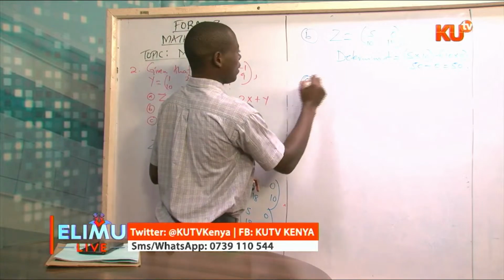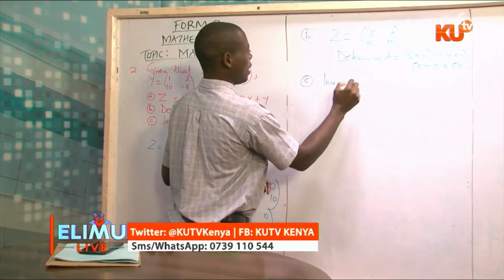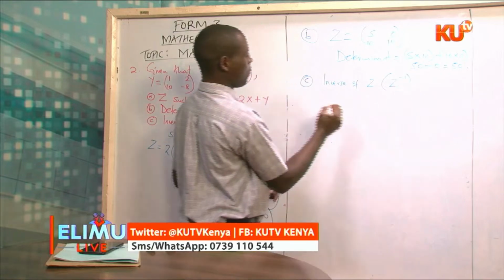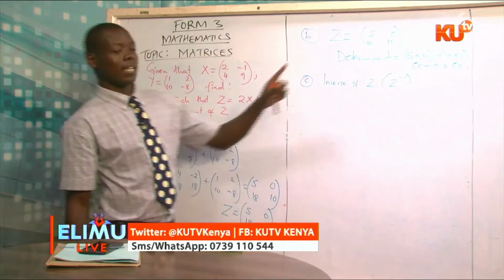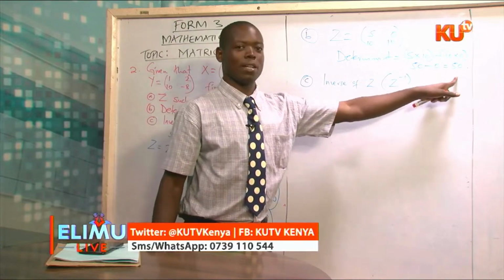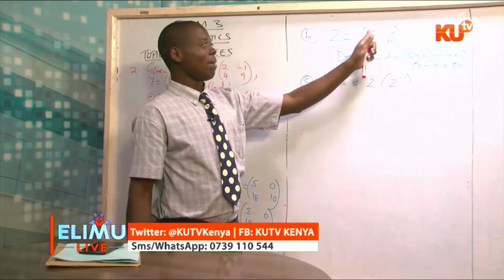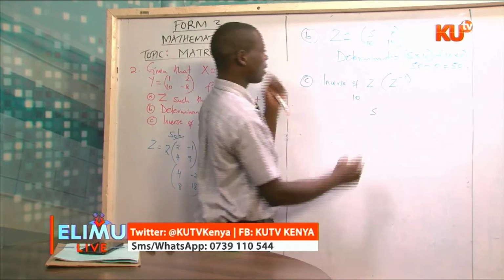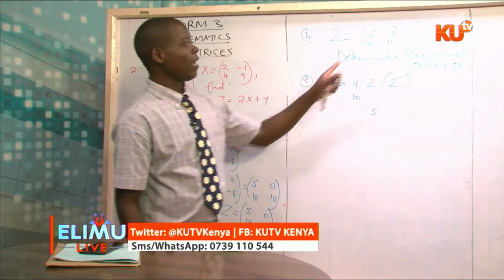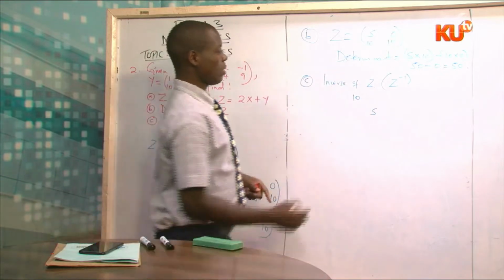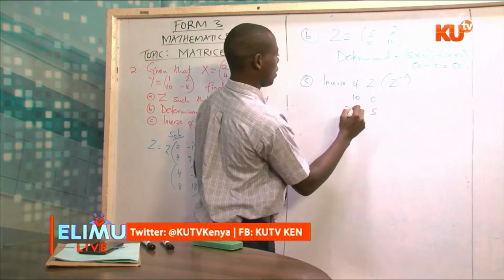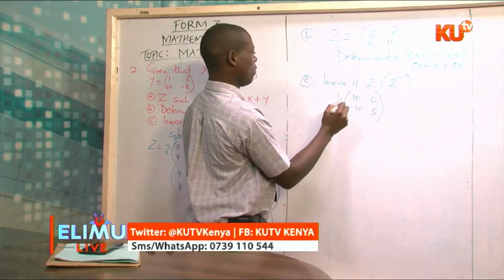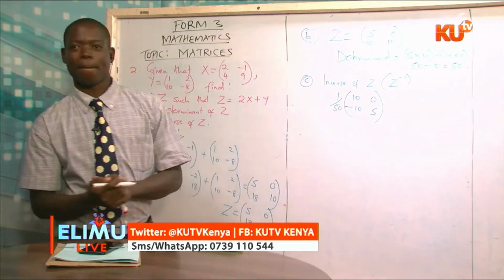What about the inverse? The inverse of Z, which will be written as Z to the power negative 1. In the inverse, we get the determinant, so we already have the determinant. We reverse the elements, so we shall have 10 taking the position of 5 and 5 taking the position of 10, and then we change the signs. So this will be 0, negative 10. And then we multiply by 1 over 50, which is our determinant.